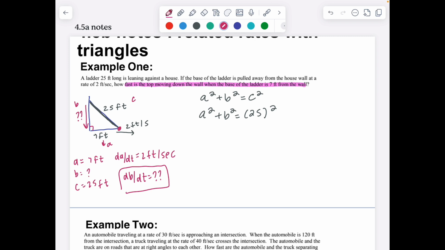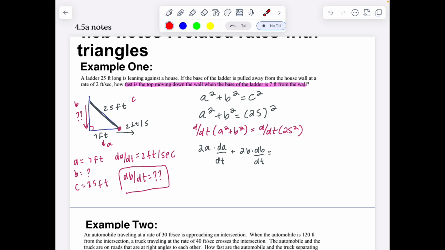So now, if I want to help myself find some rates, I'm going to take the derivative of both sides with respect to time. And what that does for me is the derivative of A squared with respect to time is 2A times dA/dt. The derivative of B squared with respect to time is 2B times dB/dt. I'm just using my implicit differentiation strategies.